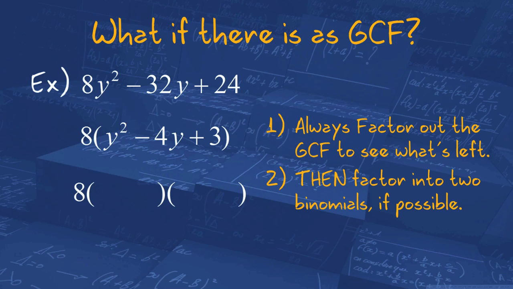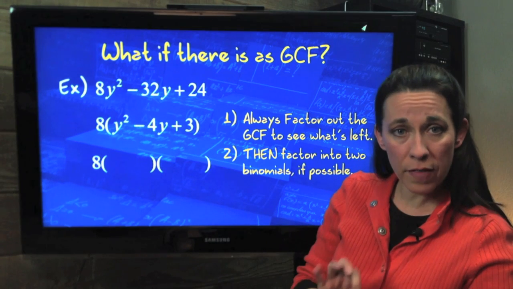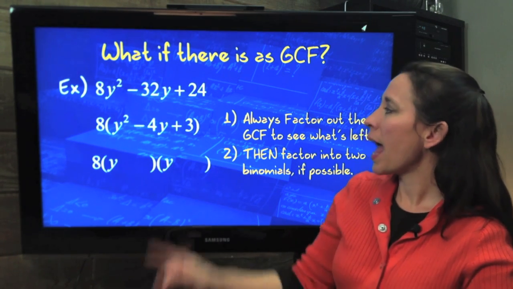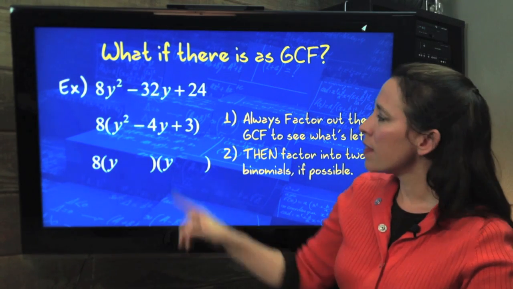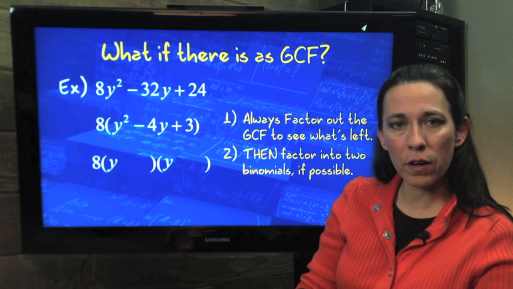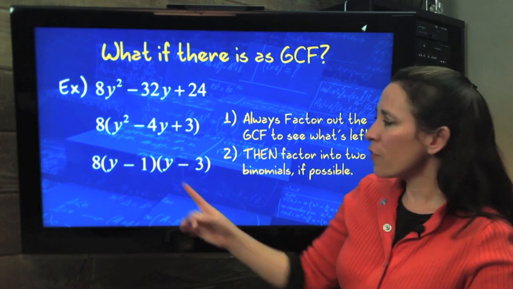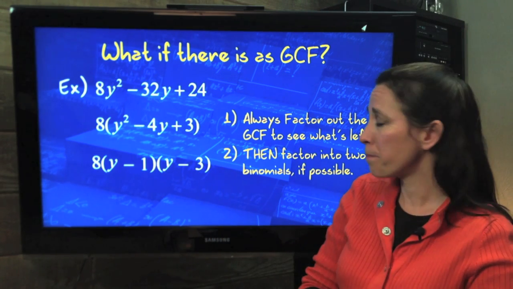Your 8's still going to be there, but you want to determine what are the two binomials you get from the trinomial inside the parentheses. So now your first coefficient is 1 of that y squared. So y times y would give you the y squared. And we want factors of a positive 3, so our signs are the same, that add to a negative 4. So both signs are going to be negative. So negative 1 and a negative 3. If you wrote negative 3 first and negative 1 second, that's fine. The order doesn't matter.